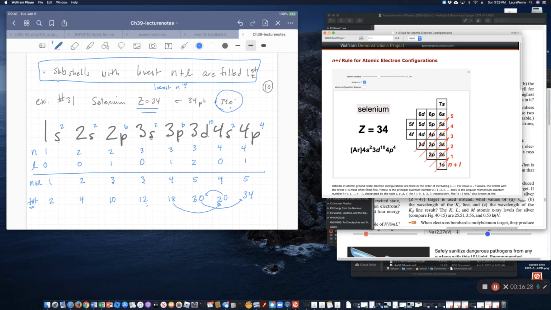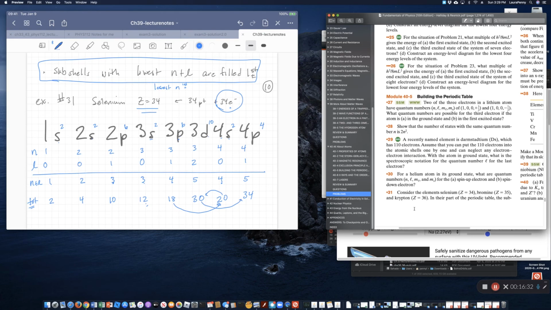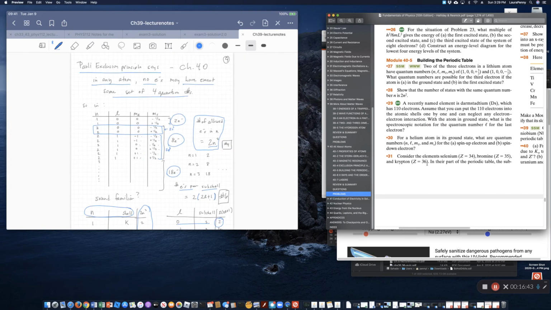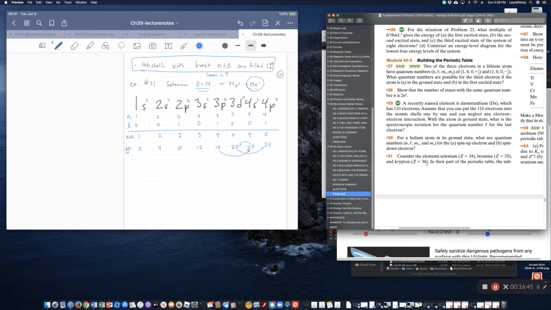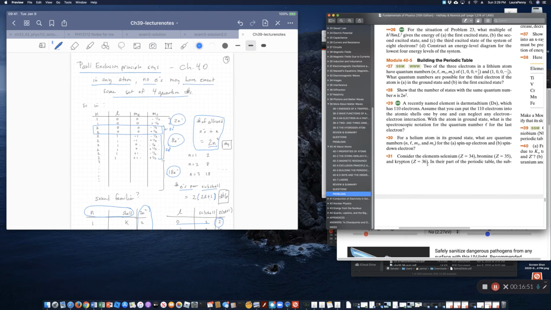Y'all are supposed to do the other ones, number 31. So you're going to do bromine, which is Z35, and krypton, which is Z36. But this is why the shells fill up the way they do for the electron configurations, and why we end up with limited amounts of electrons in various subshells is, again, the Pauli exclusion principle.